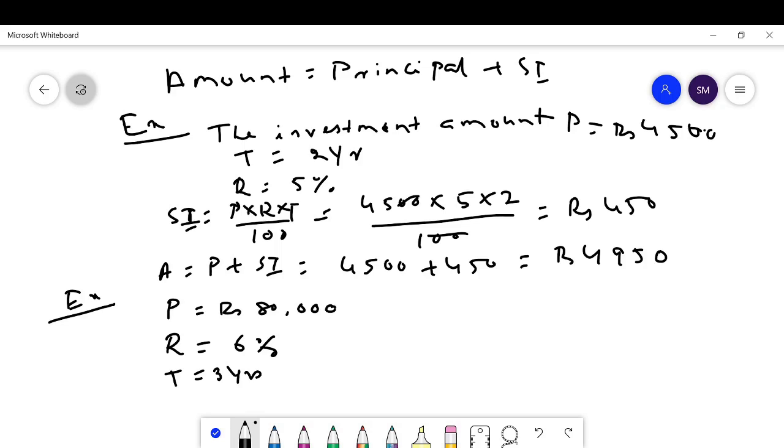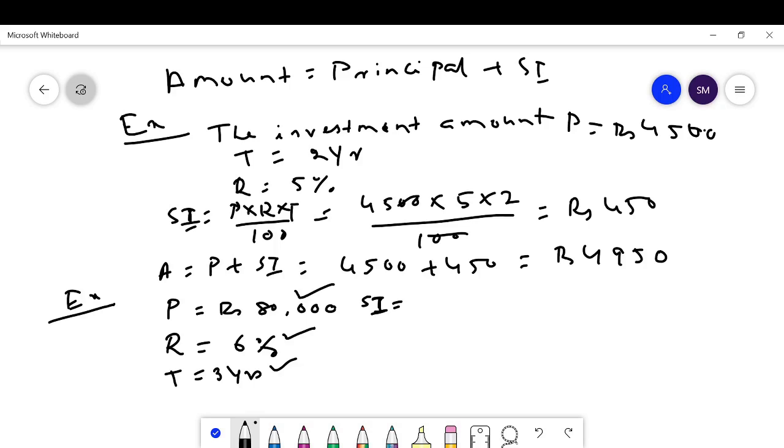At first try to understand the question. 80,000 rupees is deposited in a bank at the rate of interest 6% for 3 years. After 3 years he withdraws the amount, which means the total amount, principal plus simple interest, and buys a car for 90,000. How much amount is left with him?